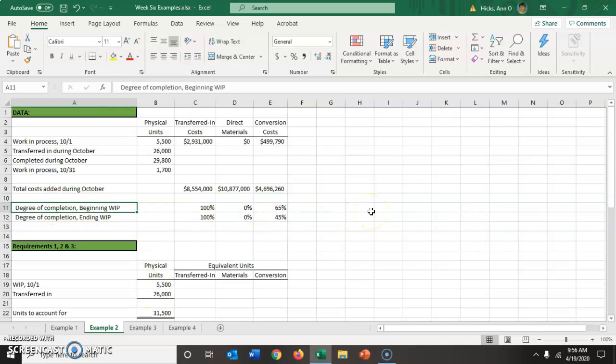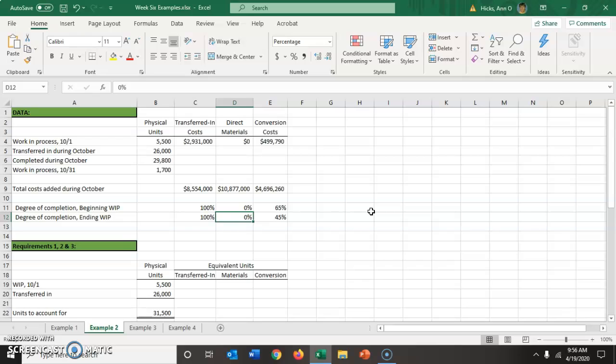Again, we have the degree of completion for beginning WIP. Remember from the conversation in the previous example, since we're using weighted average, we don't really need that information, but I've included it just for grins. Degree of completion ending WIP. Transferred in costs are 100%. Well, that makes perfect sense. Everything's been transferred in.